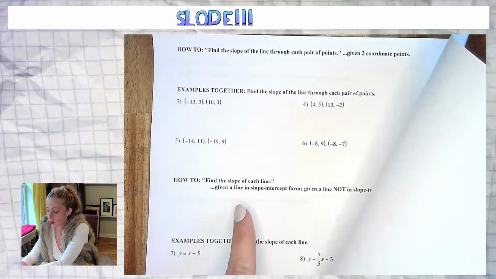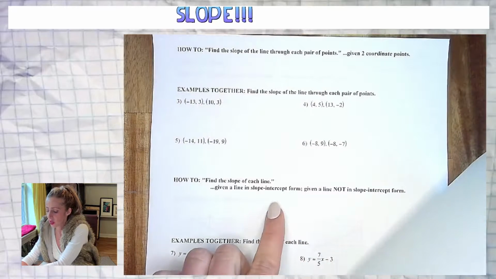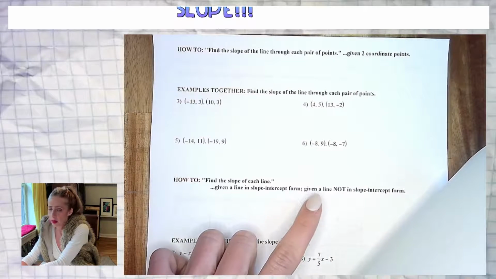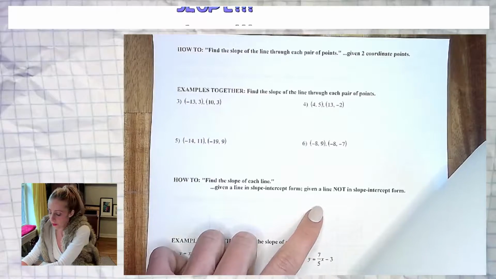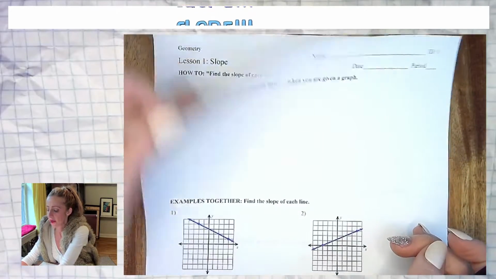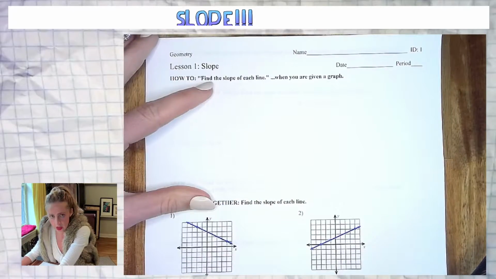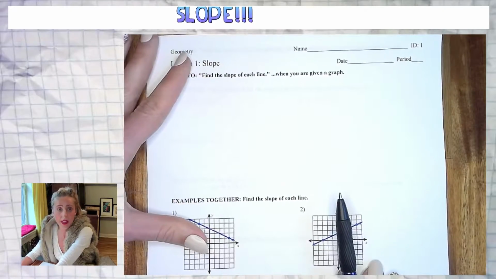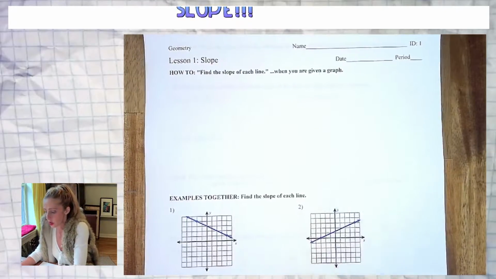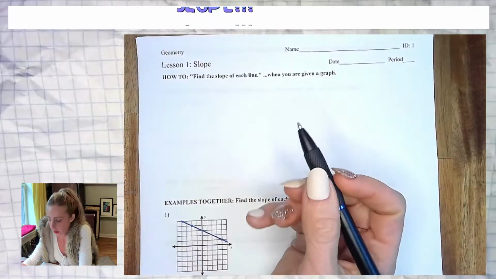We are going to go over how to find the slope of each line given slope-intercept form or given a line that is not in slope-intercept form. And after we go over each type, we will do a couple examples and take some notes in this little block. And then you guys will have an assignment to do. So let's get this started. How to find the slope of a line.